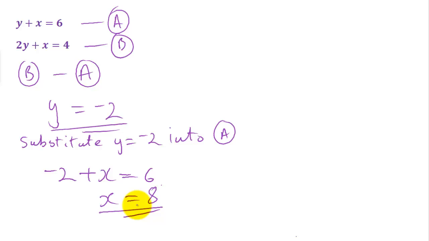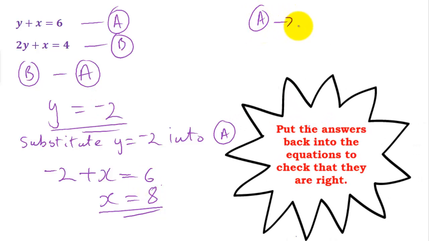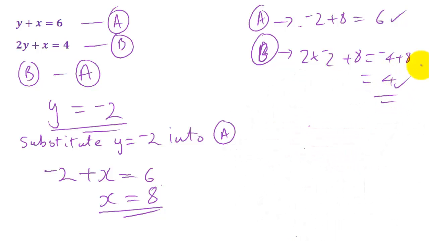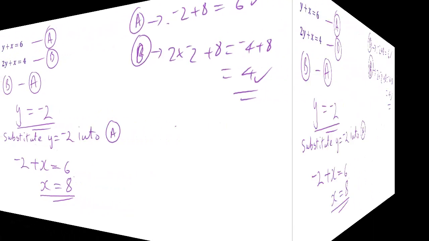both simultaneous equations. Now you can always check your simultaneous equations are right by putting the numbers back in. Let's put them both back into A. So let's put minus 2 plus 8, and we can see that equals 6, so that's right. And for B, I can put my minus 2 and 8 into here, so I get 2 times minus 2 plus 8, and that equals minus 4 plus 8, and we can see that equals 4, so that is right too. So we can see we've got these two equations right.